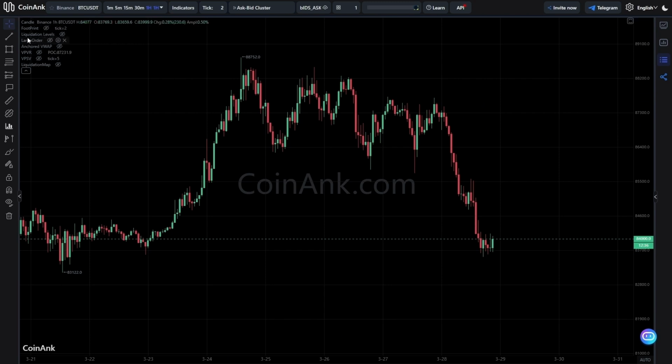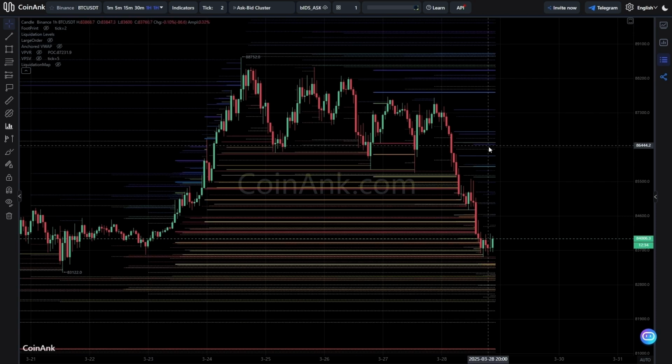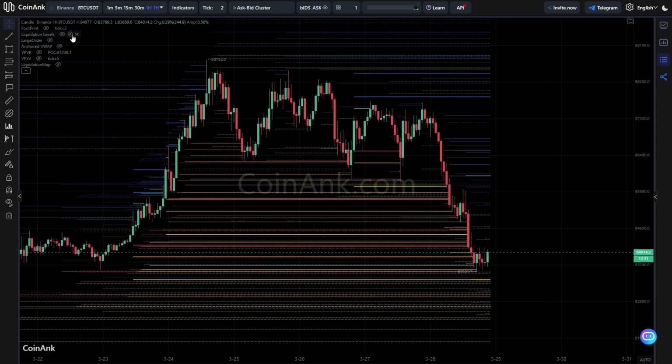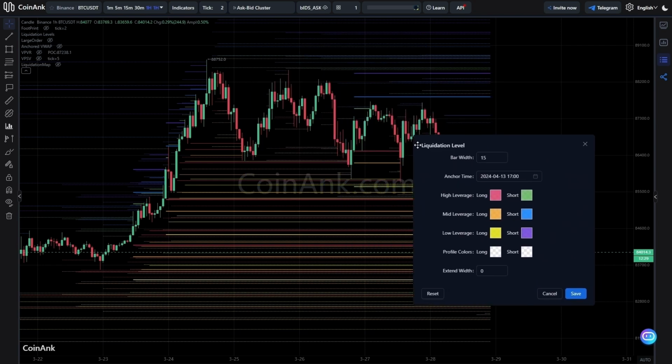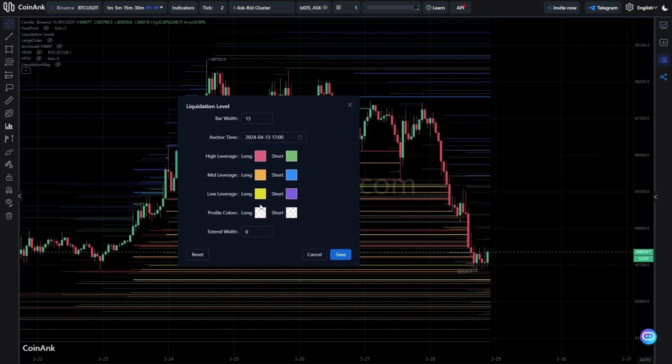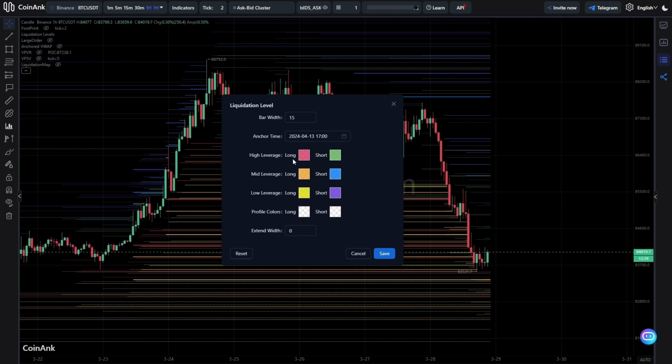Next on we have the liquidation levels, which we also went over last time if I remember correctly. This will show us the liquidation levels based on the different leverage types. Red lines are the liquidation levels for people with a long entry on high leverage. Orange is middle leverage. Yellow is low leverage for longs. Other way around, green is high leverage shorts, blue is mid leverage, purple is low leverage.